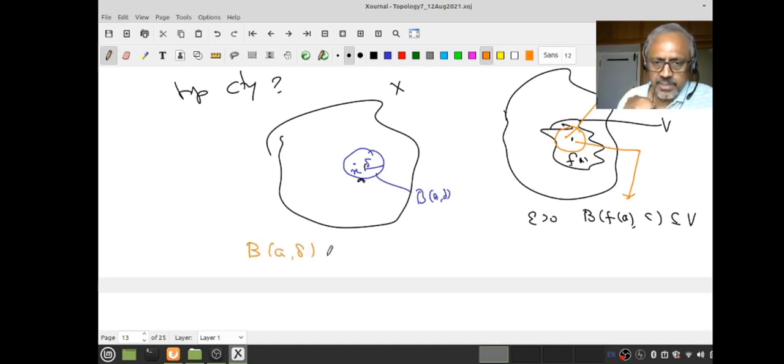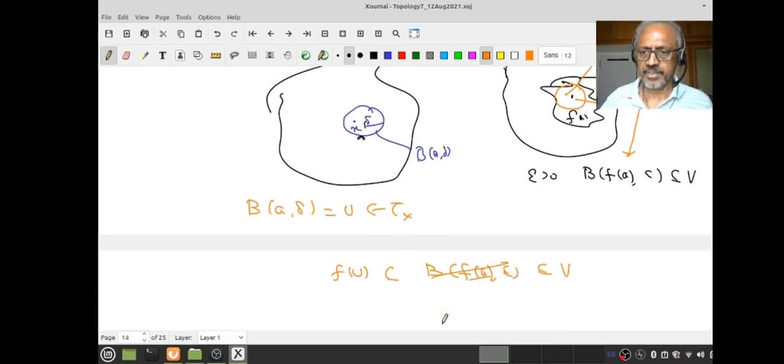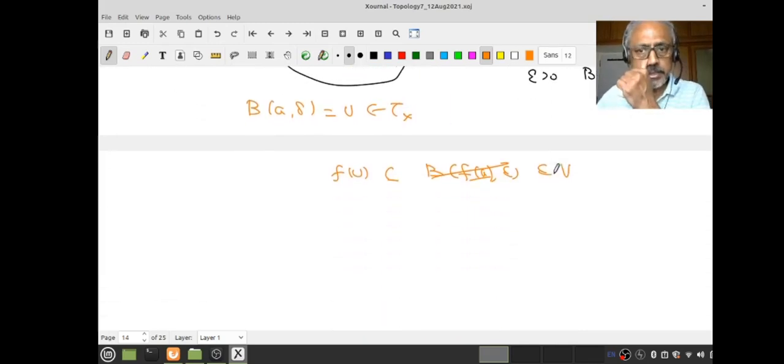This is an open ball in X, therefore this is U, this is an open set, right? Therefore what I have found: you gave me an open set V, I found an open set U, so that f of U is actually contained in B(f(a), epsilon), but that's contained in V. Therefore, given any open set V containing f(a), I found an open set U, namely B(a, delta), so that f maps this open set into this open ball and hence into the open set V. Therefore f is continuous at a.